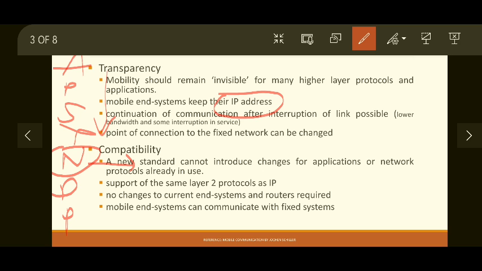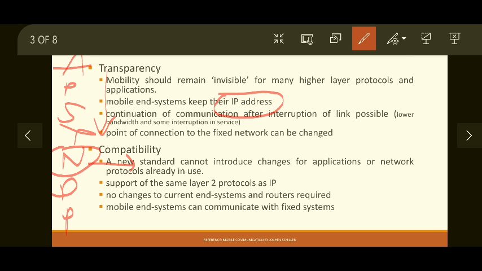So efficiency will be maintained, and invisibility will also be maintained. Now this efficiency should be maintained because of the low bandwidth available for the wireless media. We know that wired media has very high bandwidth available, so for the low bandwidth in the case of wireless media, the efficiency has to be maintained.